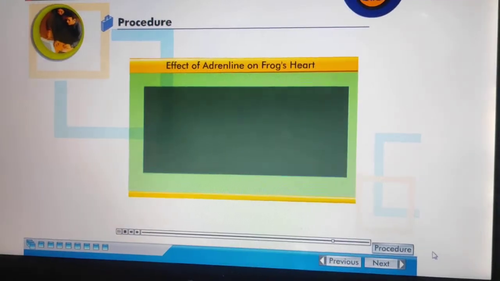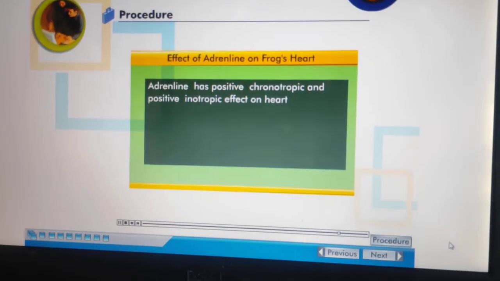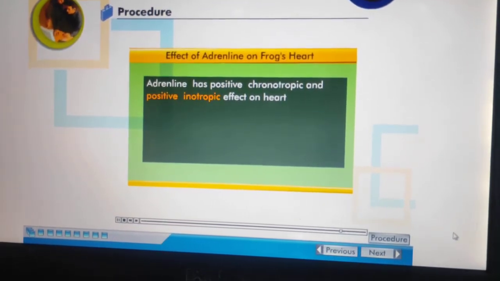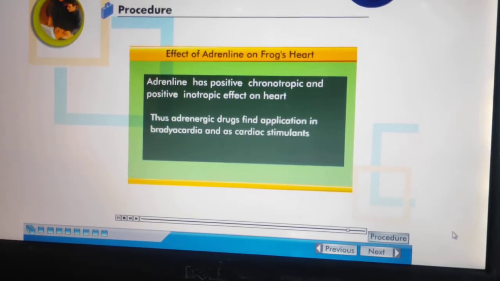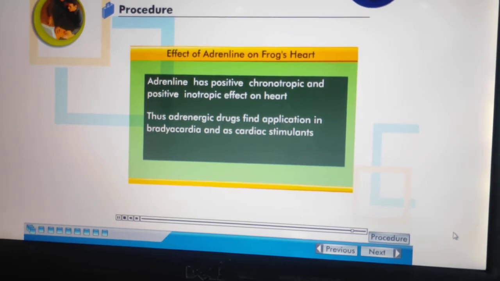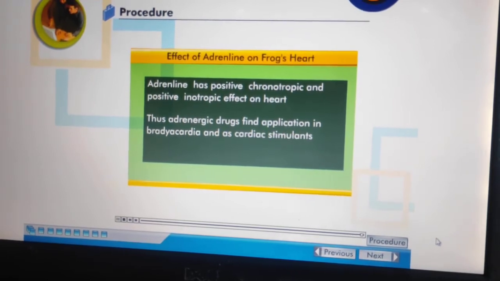From these observations, we can say that adrenaline has positive chronotropic and positive inotropic effect on heart. Thus, adrenergic drugs find application in bradycardia and as cardiac stimulants.